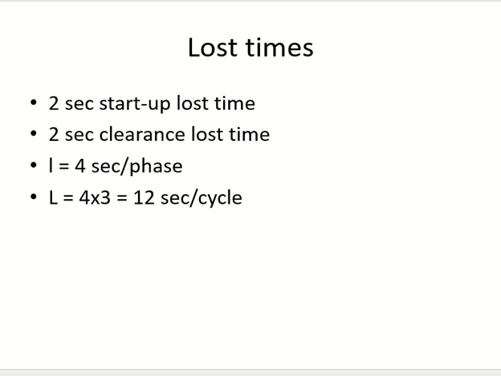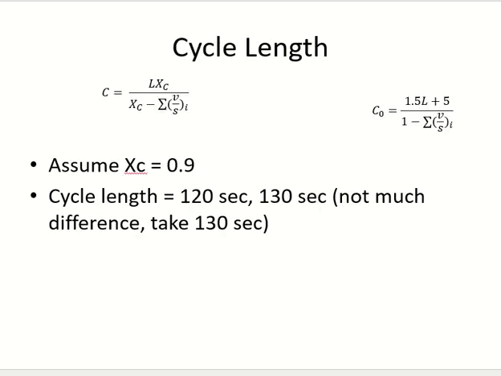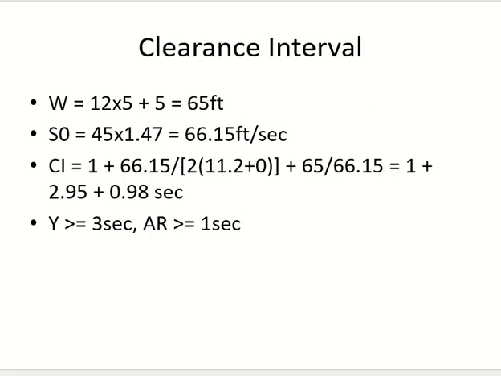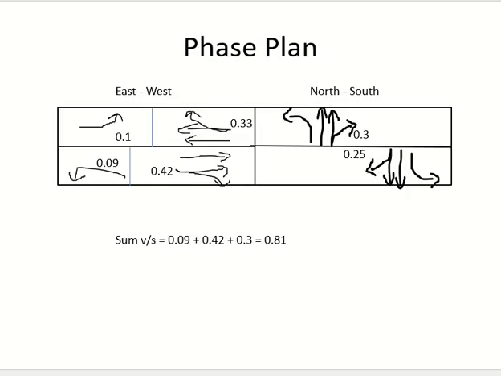Okay, XC, the volume capacity ratio. We have to decide. It ranges from 0.8 to 0.95. Can I take 0.8? No. Why not? Because the V by S ratio is already 0.81, so you cannot take a V by C ratio less than that.